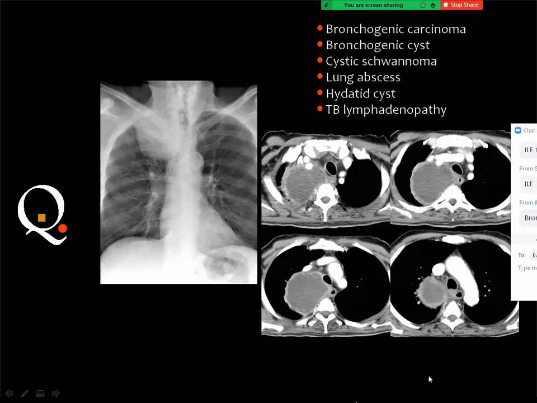Bronchogenic carcinoma, no. Abscess, no. Bronchogenic cyst is right. Then the bronchogenic cyst is right because this is a mediastinal pathology and is not a pulmonary pathology. Number one, this lesion cannot represent a bronchogenic carcinoma. It is almost totally cystic with a relatively thick enhancing margin.